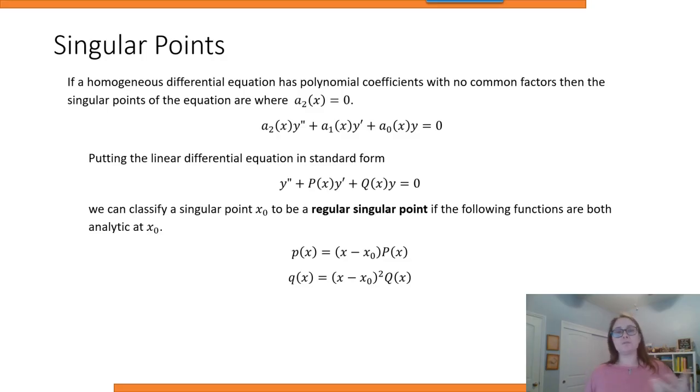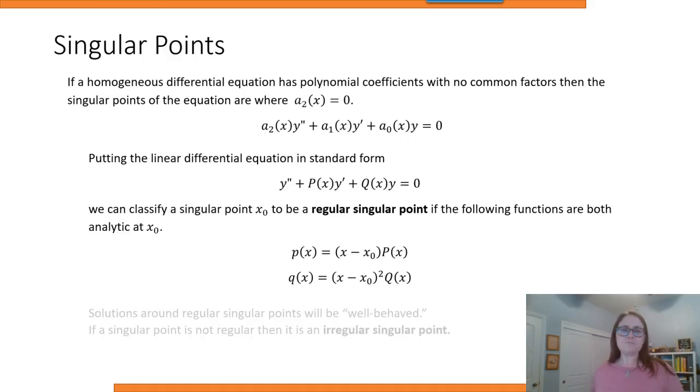If I multiply p of x times x minus x naught, so x minus my singular point, and then I multiply q of x times x minus x naught squared, I get these two functions. We'll call them lowercase p and q. And if they're analytic at x naught, then I can say that this is a regular singular point. And regular singular points are basically well-behaved. I have more predictable solutions to differential equations. So these are the ones we're going to focus on solving in this video.